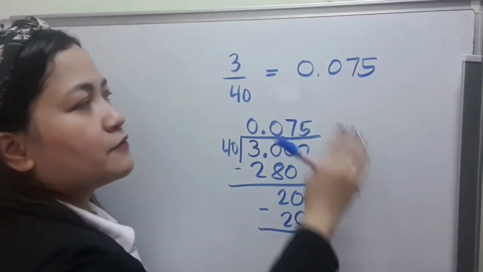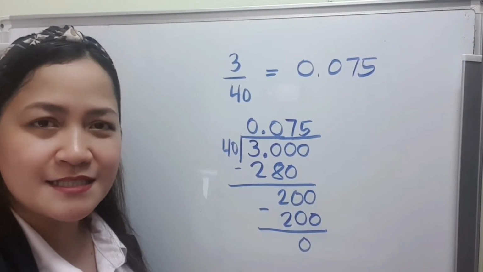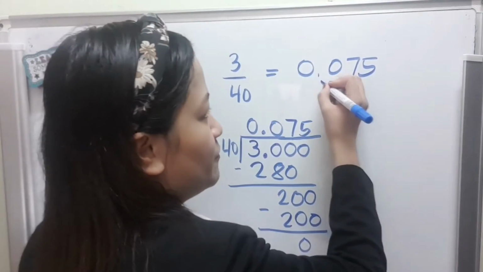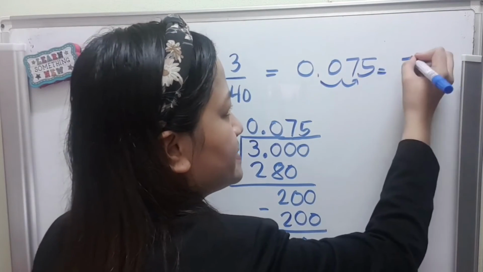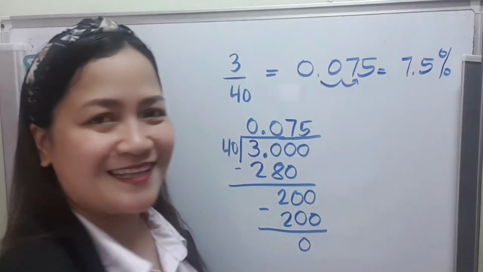0.075. Now we already have here a decimal, and to change decimal to percent, just move the decimal point 2 places to the right. So 1, 2, that gives us 7.5%, and then do not forget the percent sign.